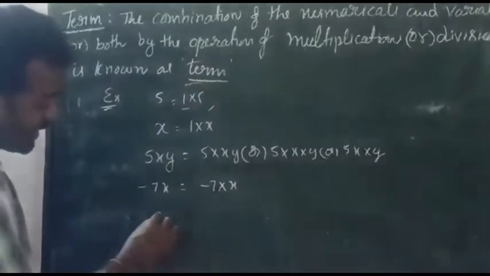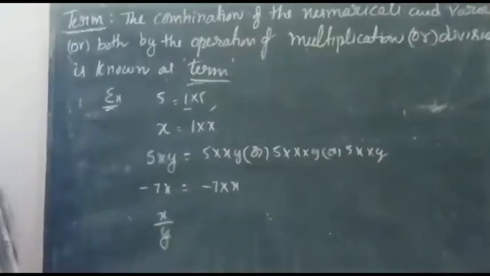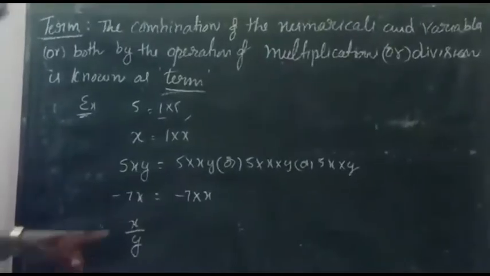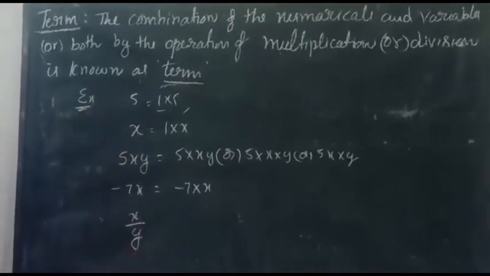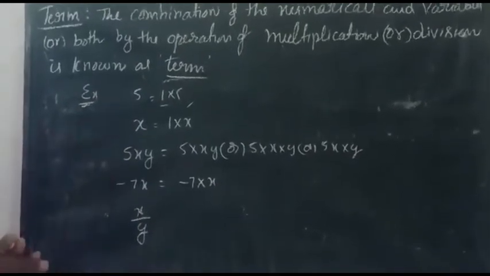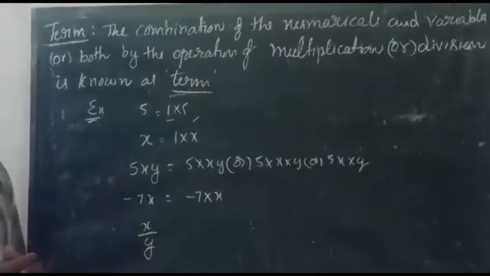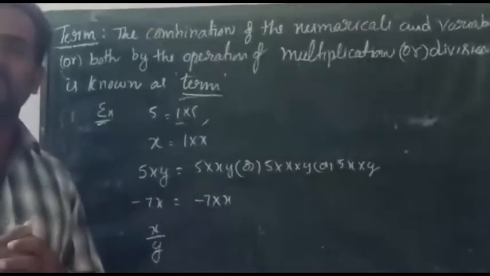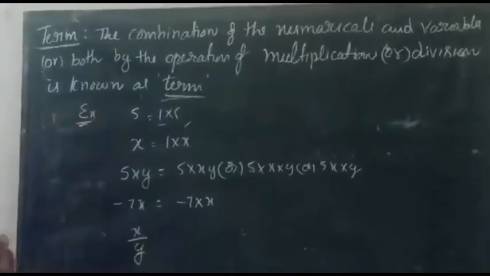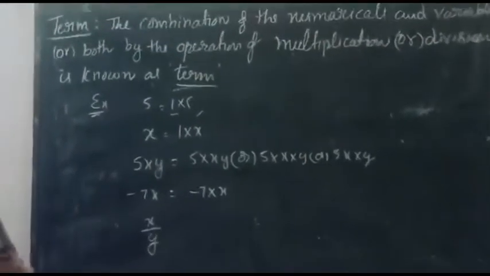Next, division. x by y is the division. Is the division also a term? Yes, x by y is also a term. Negative also, positive also, it can be written as a single value. That is called a term. These are the examples of a term. Understood?